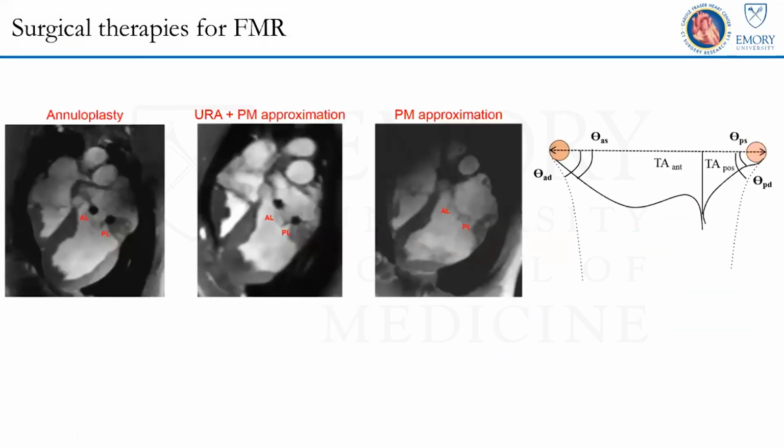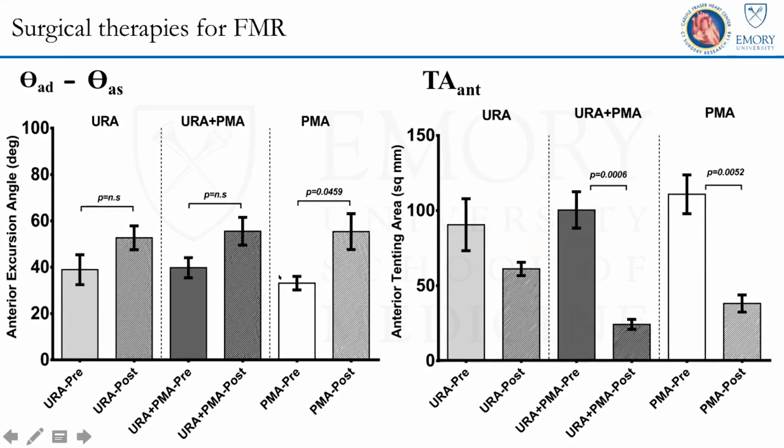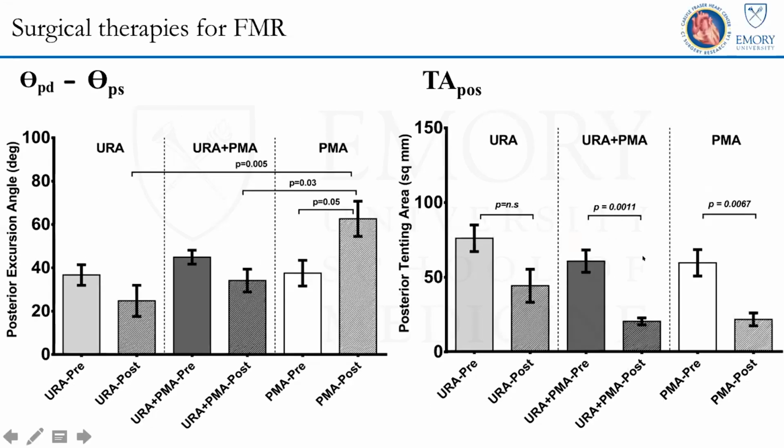And what we found is that the anterior leaflet mobility was significantly improved at the chronic termination time point in the animals that had papillary muscle tip approximation, along with reduced tenting area. And the posterior results were similar as well, where we could see that the posterior leaflet mobility was significantly better in the animals that received papillary muscle tip approximation.